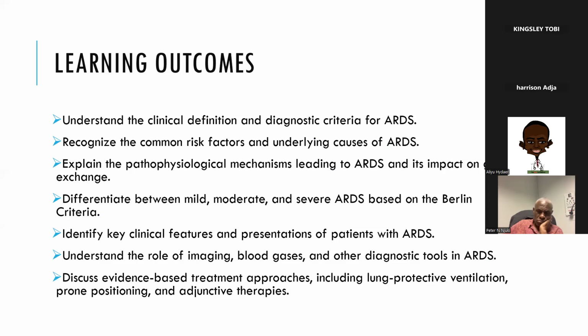All right, so our learning outcomes are outlined above. At the end of the lecture, we should be able to understand the clinical definition and the diagnostic criteria for ARDS. We should be able to recognize the common risk factors and the underlying causes. We should be able to explain the pathophysiological mechanisms leading to ARDS and how this impacts on gas exchange, because that is the most important thing here. Be able to differentiate between mild, moderate, and severe ARDS based on the Berlin criteria.